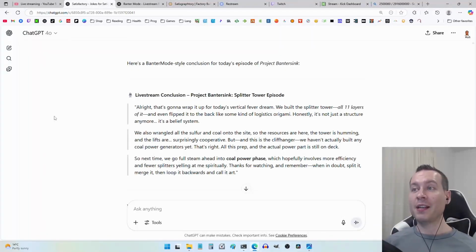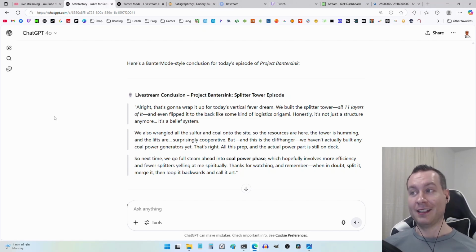Alright, that's gonna wrap it up for today's vertical fever dream. We built the splitter tower, all 11 layers of it, and even flipped it to the back like some kind of logistics origami. Honestly, it's not just a structure anymore, it's a belief system. We also wrangled all the sulfur and coal onto the site, so the resources are here, the tower is humming, and the lifts are surprisingly cooperative.